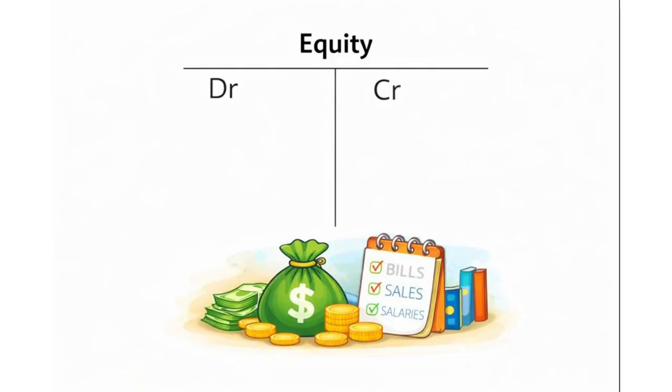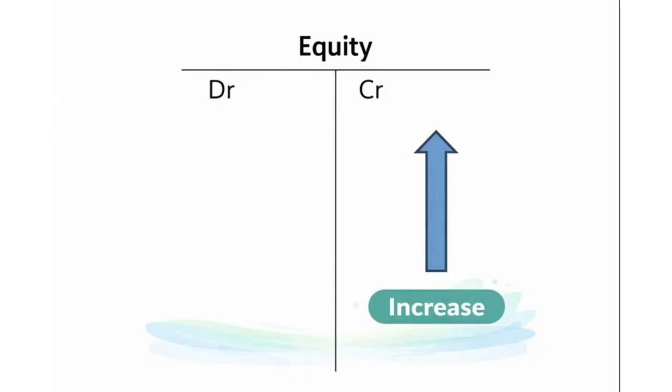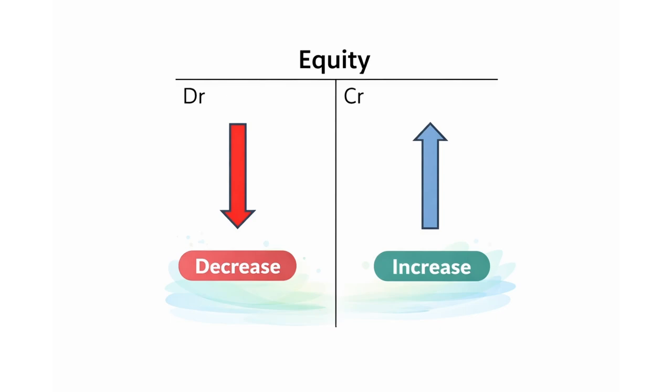Equity represents the owner's interest in the business. In simple terms, it's what remains for the owner after liabilities are subtracted from assets. You may hear equity described as the business net worth. Equity includes items such as owner's capital, retained earnings, and owner withdrawals. For equity accounts, increases are recorded on the credit side, which is the right side. Decreases are recorded on the debit side, which is the left side. So remember this rule. Equity increases with credits and decreases with debits.